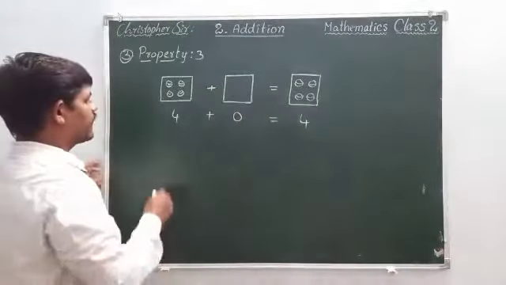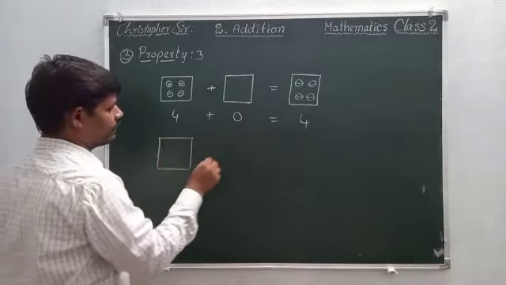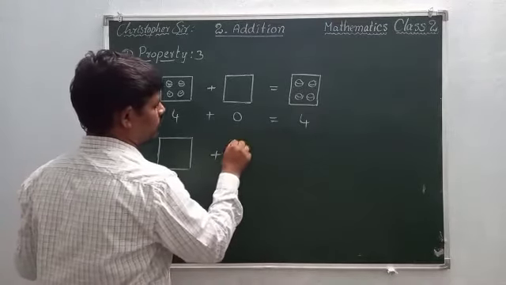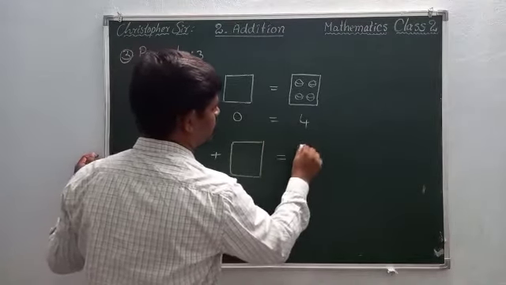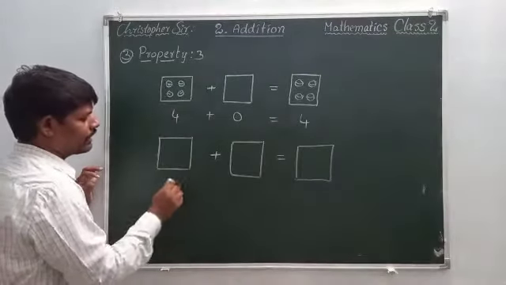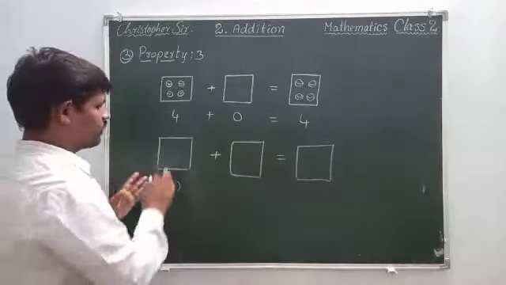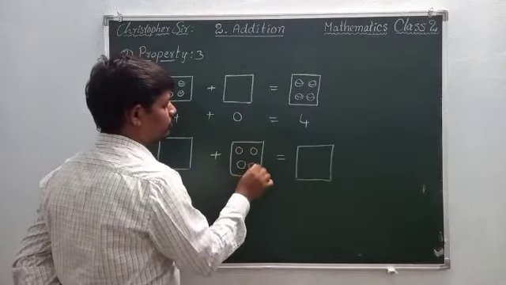Then you can do in another way. Let us take 2 boxes again. First box and second box. This is the result box. So first box there is nothing, 0. In the second box there are 4 balls are there.